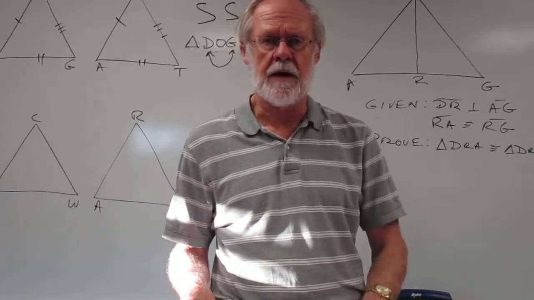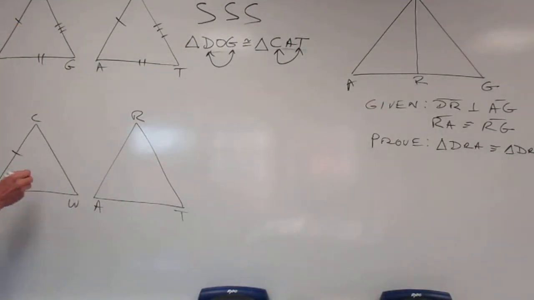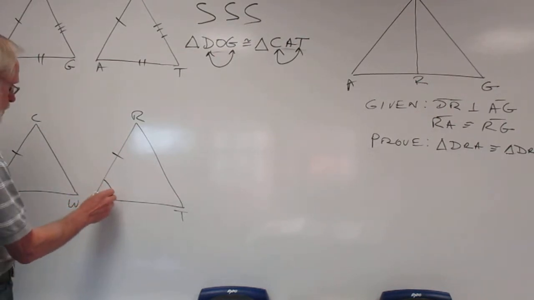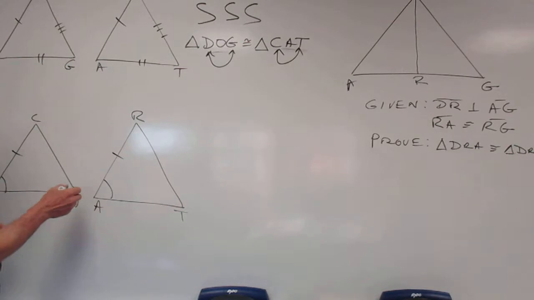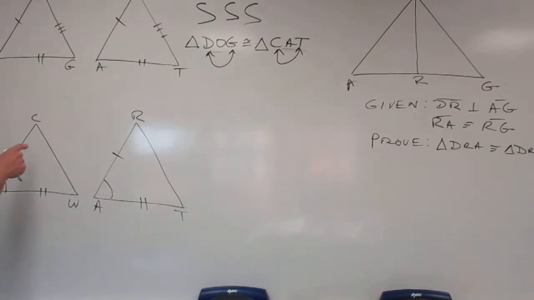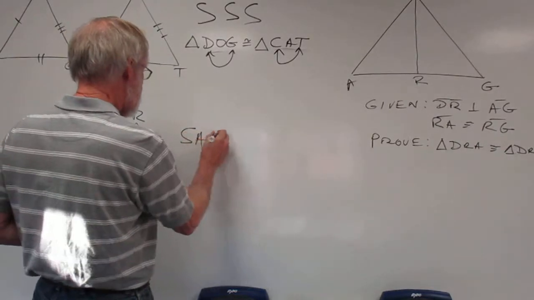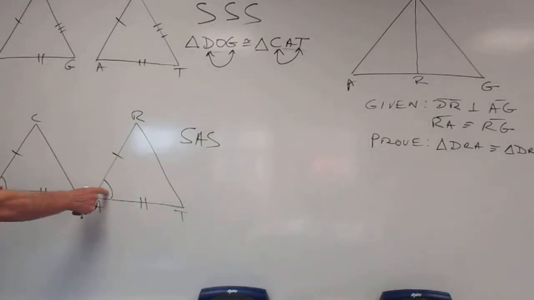The other one we're going to talk about today is side, angle, side. So let's take these 2 triangles. If we have a side here congruent to a side here, we have an angle here congruent to an angle here, and we have a side here congruent to a side here. That gives us side, angle, side to side, angle, side. So this is SAS, and notice that the angle is between the 2 sides. The congruent angle is in between the 2 congruent sides.